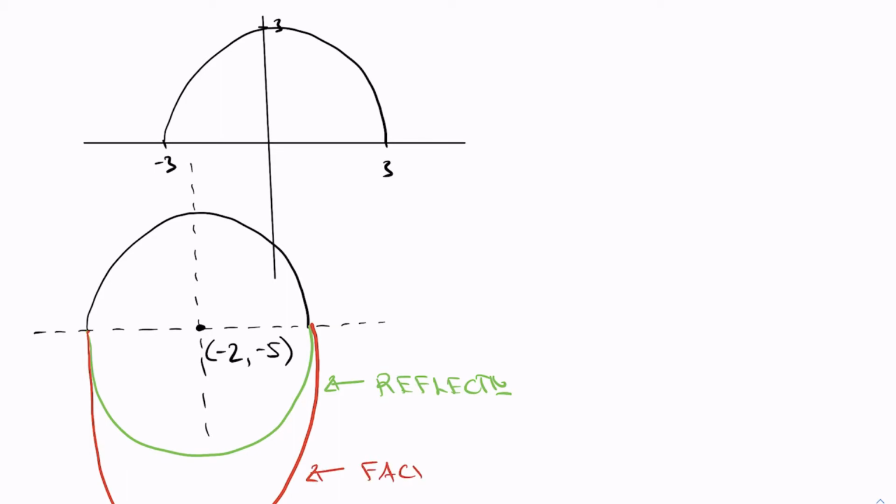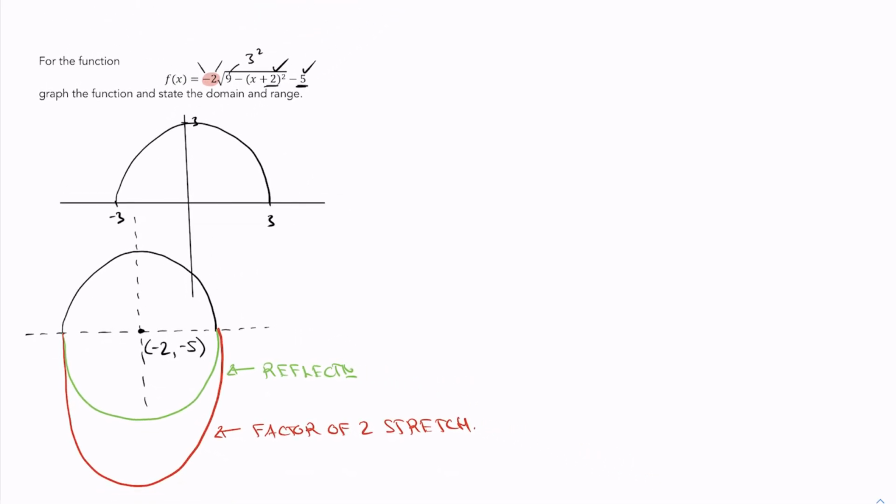So, factor of 2 stretch. Okay. And that'll be the red. Okay, I'll erase this, I'll erase this. The red will be our final graph. Okay, and it's everything from here to here.